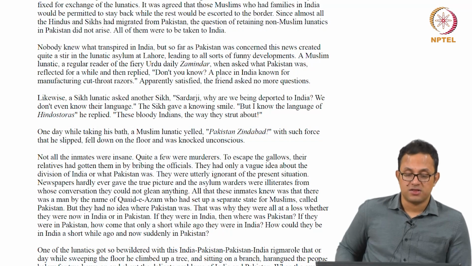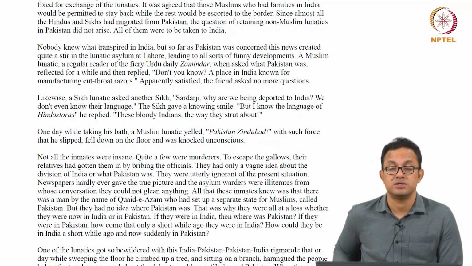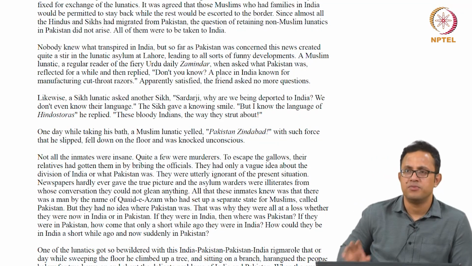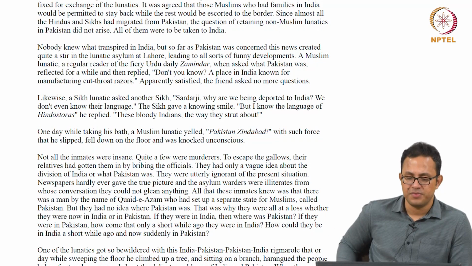Not all the lunatics were insane. Quite a few of them were murderous. To escape the gallows, the relatives had gotten them in by bribing the officials. So, because they have been murderers and they would normally be hanged to death, the relatives have somehow put them inside the madhouse by getting, presumably, fake medical certificates and delivering those to the officials.